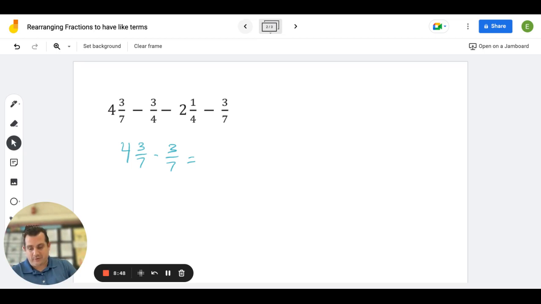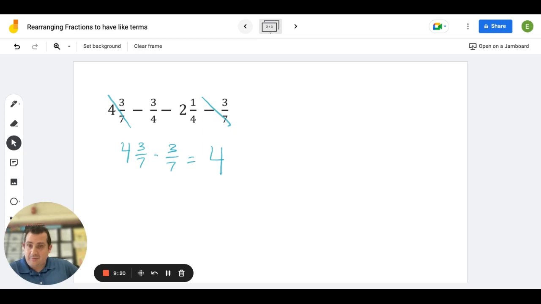We have 4 wholes and 3/7, and we're subtracting 3/7. So 4 and 3/7 minus 3/7 means it's just going to be 4. I'm canceling out that 3/7 because 3/7 minus 3/7 is 0. But I still have 4 left. So I'm done with my first term, and I'm done with my last term.